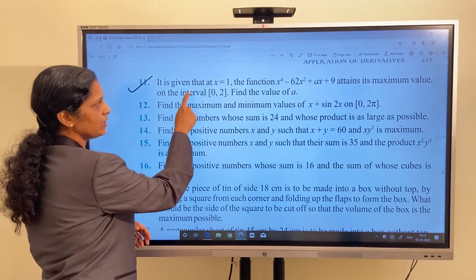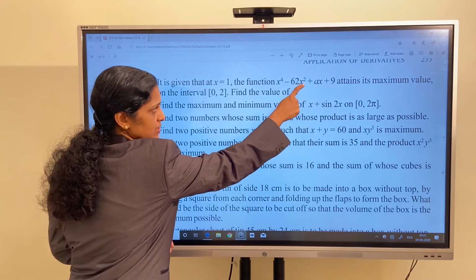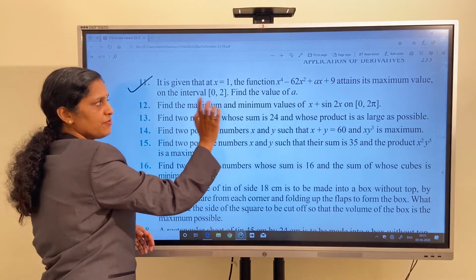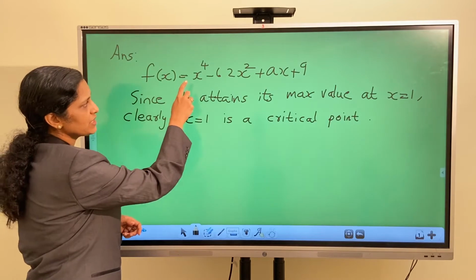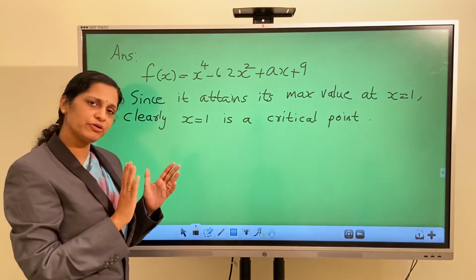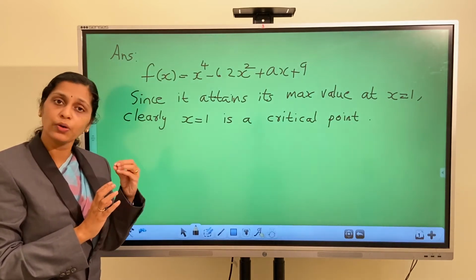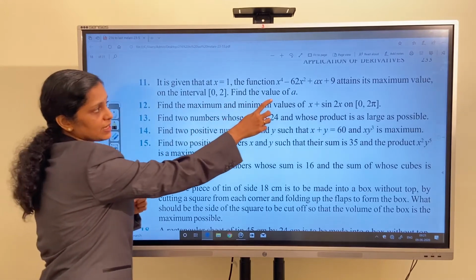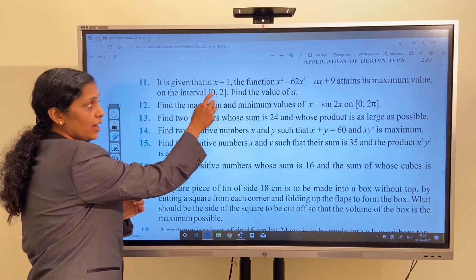Look at the question. It is given that at x is equal to 1, the function x raised to 4 minus 62x squared plus ax plus 9 attains its maximum value on the interval closed 0 to 2. Find the value of a. Here f of x is x raised to 4 minus 62x squared plus ax plus 9. We know that if a function attains its maximum value, it happens at the critical points or at the end points of the interval. It is given that it is attaining its maximum value at x is equal to 1, and the end points of the interval are 0 and 2.